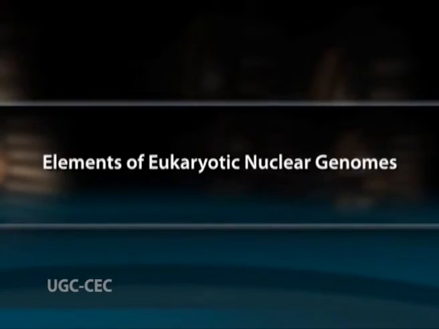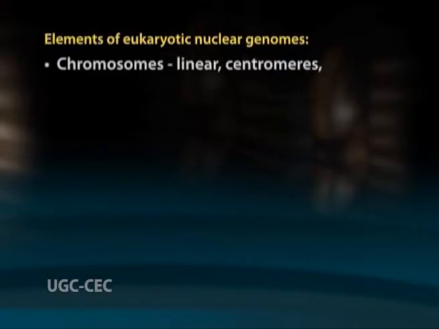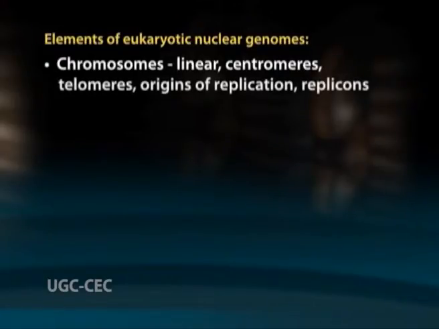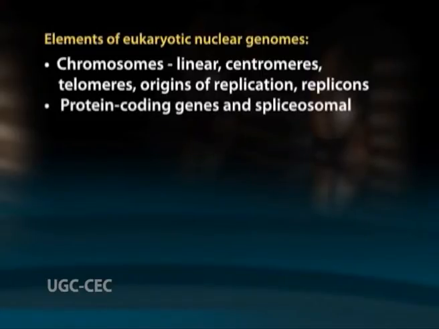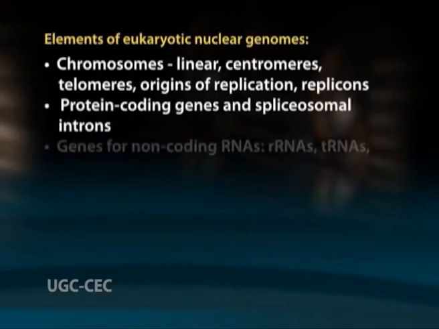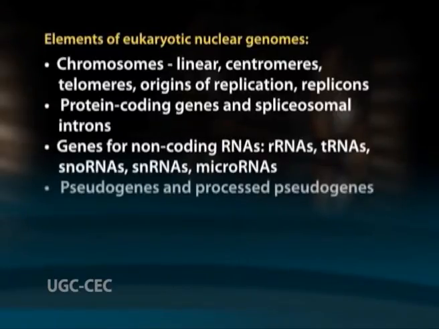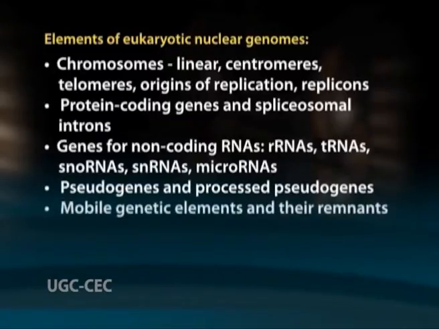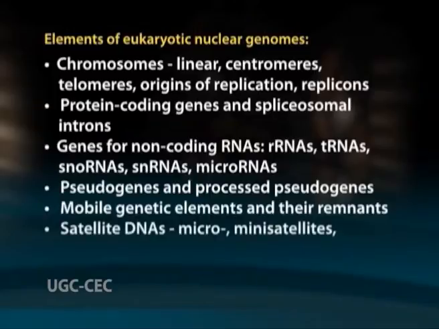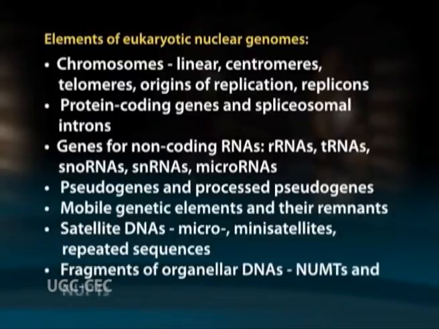Elements of a eukaryotic nuclear genome: chromosomes, which are linear; centromeres, telomeres, origins of replication and replicons; the protein coding genes and spliceosomal introns; genes for non-coding RNAs, ribosomal RNAs, transfer RNAs, small nuclear RNAs, small nucleolar RNAs and microRNAs; pseudogenes and processed pseudogenes; mobile genetic elements and their remnants; satellite DNAs, micro and minisatellites and repeated sequences; and fragments of organelle DNAs, nuclear mitochondrial DNA segments as well as nuclear plastid DNA segments.